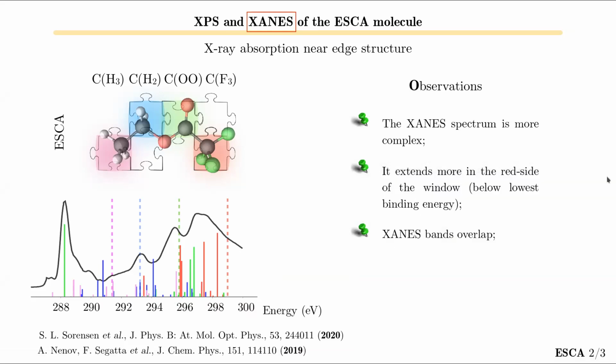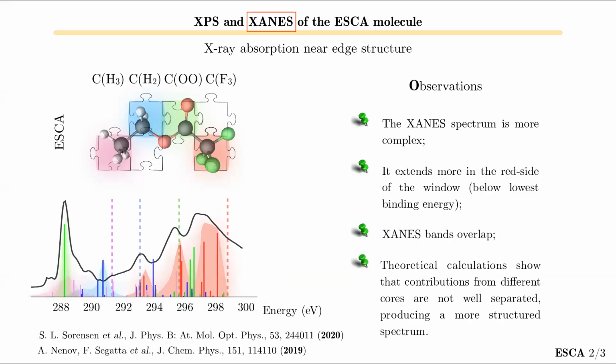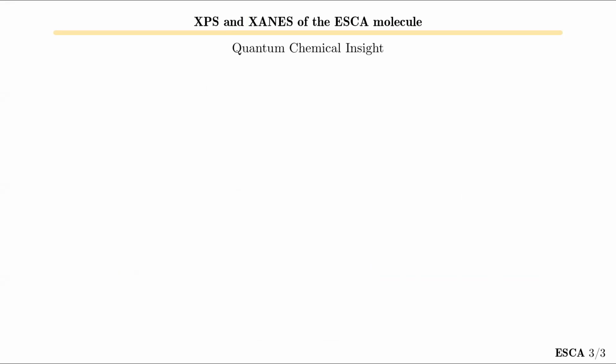You can see that it extends more in the red, and this region in the red is called pre-edge region, before the first ionization. And the XANES bands overlap, and also in our theoretical calculation, the spectra that I show, the different carbons contribute in very different regions of the spectrum. So we do not have the clear separation that we had before with XPS. So we want to have some chemical insight. It's pretty simple once one thinks about it.